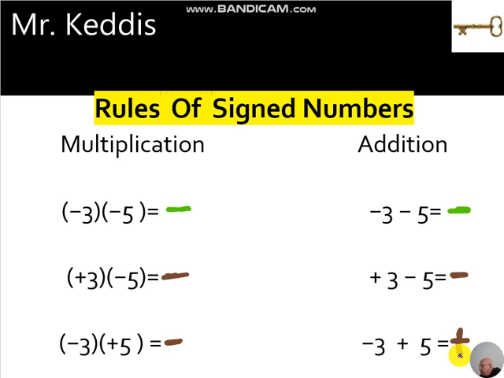In addition, when I have the same sign, I add the numbers. When I have different signs, I subtract the numbers. 5 minus 3 is 2, which means the answer here is 2, because the signs are different. And here, I add the numbers. I lost $3, I lost 5, which means I lost 8.